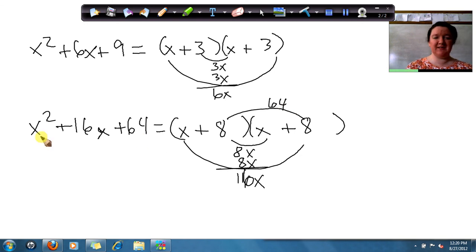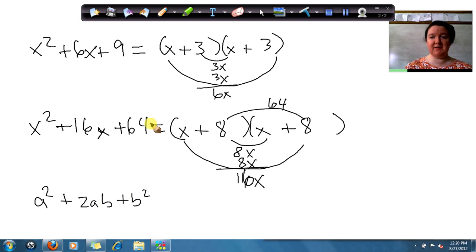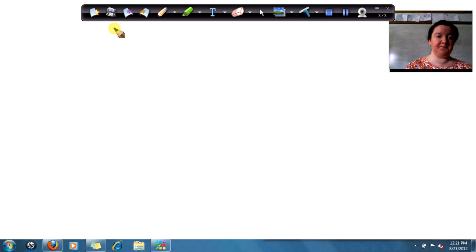And if you look at this, a general way of writing that is a squared plus 2ab plus b squared. But if you simply think about what multiplies together to give you 64 and adds together to give you the middle term, you'll be able to figure it out regardless of whether you have this equation memorized. Let's look at another example.